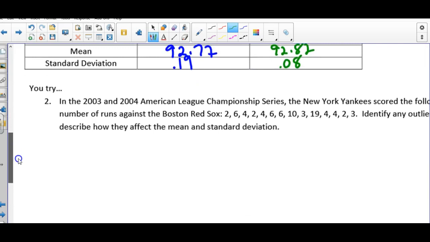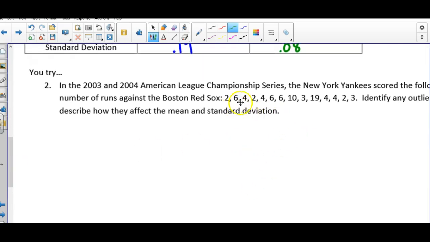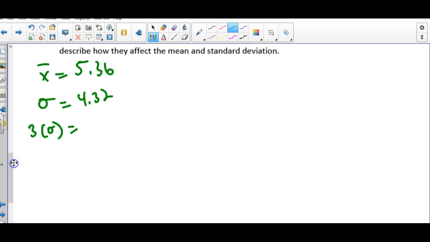So there's a Try It right here. Let's go ahead and try it real quick. Go ahead and plug that into your data set. When you plug that in, you're going to get these values right here. Your X bar should be 5.36. Your sigma is 4.32. And then remember, our deviation is 3 times sigma. So 3 times 4.32 will give us 12.96.